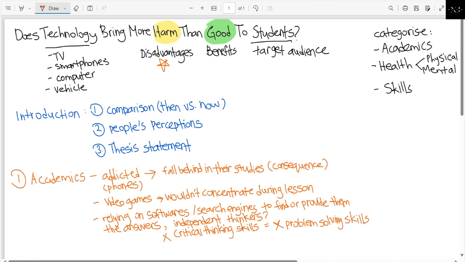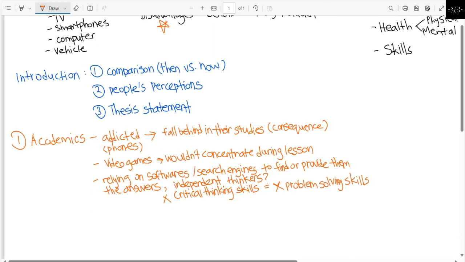Okay, if you want to, you can also mention how the technology allows some students, let's say if they were allowed to bring smartphones to school, they could use it to cheat in their exams.